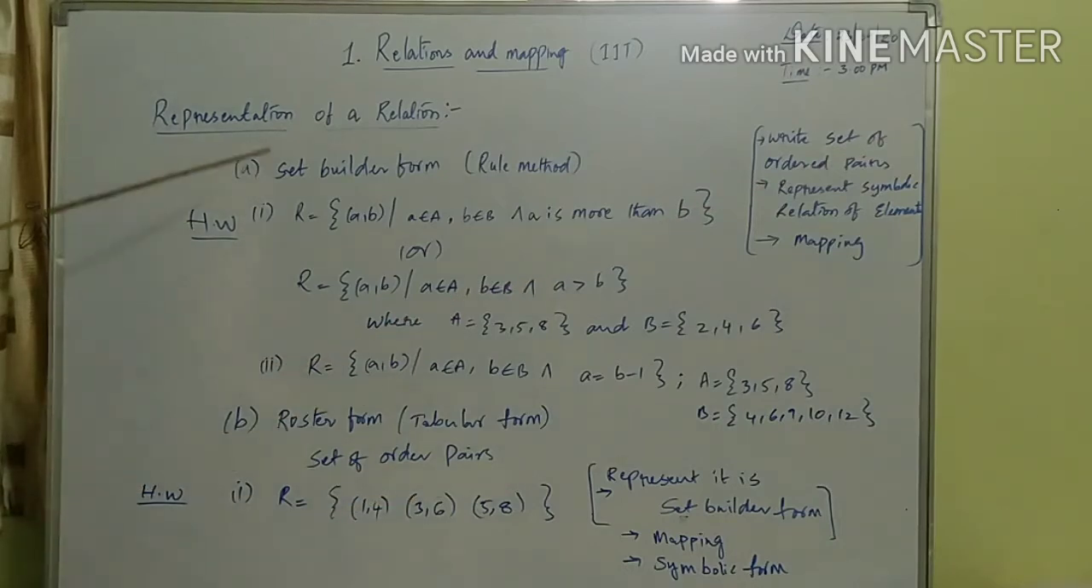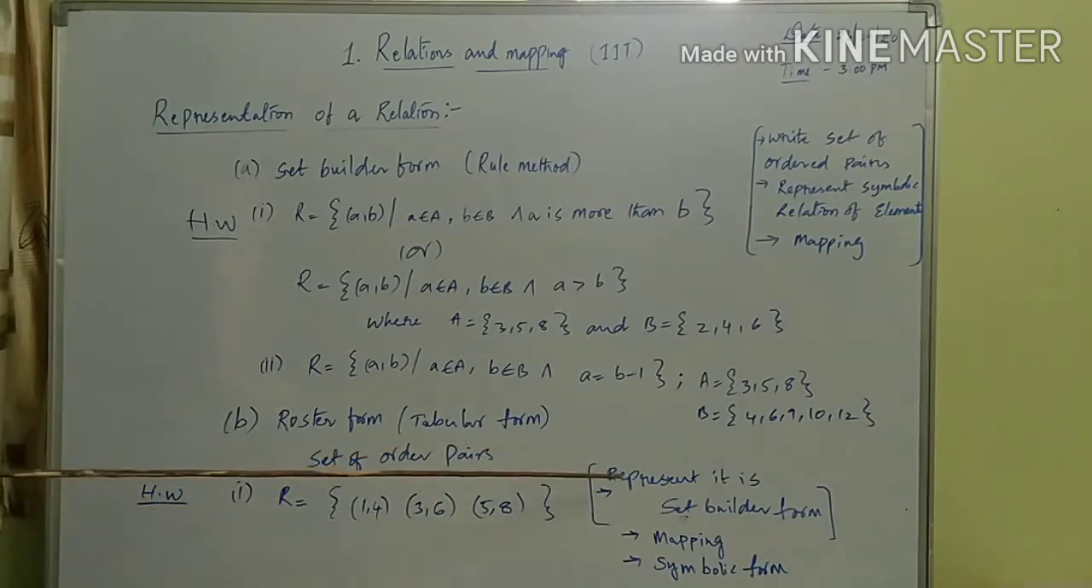So the second method of representation of a relation is raster form. This is also known as tabular form. So, set of ordered pairs. In this representation, the set of ordered pairs is given. So this is a relation. This is also your homework. The set of ordered pairs forming a relation are 1, 4, 3, 6 and 5, 8.